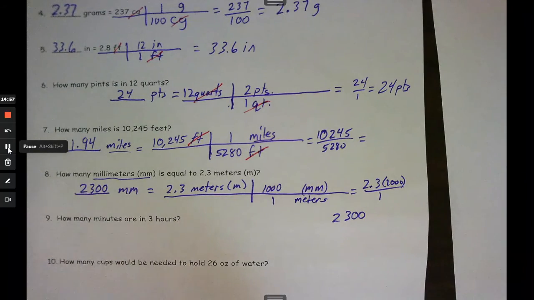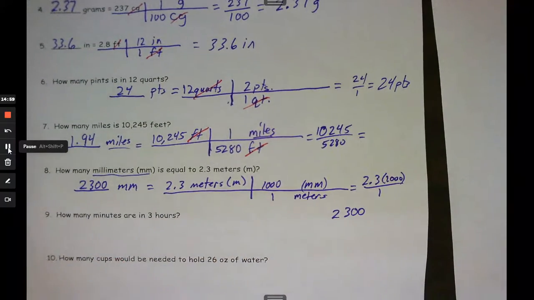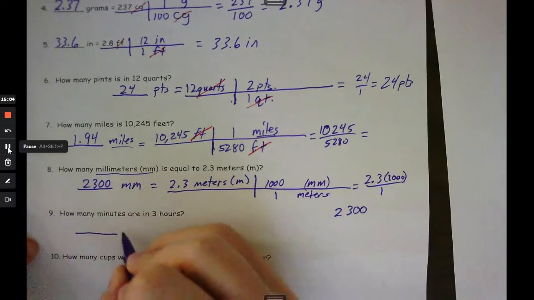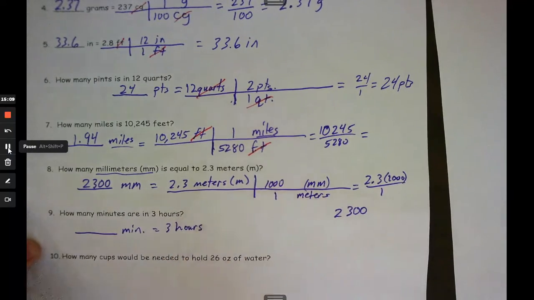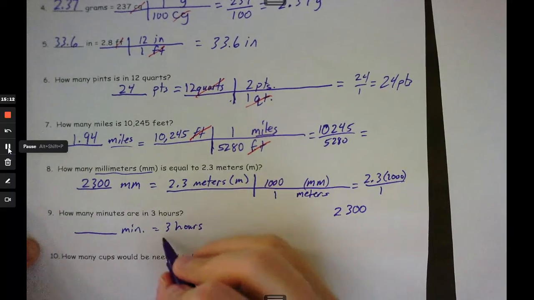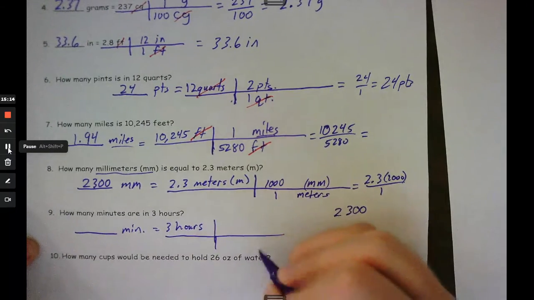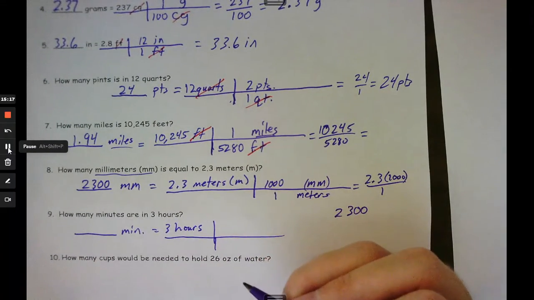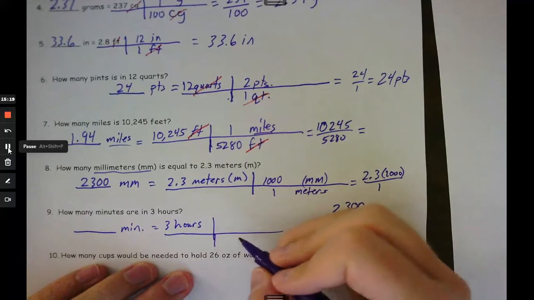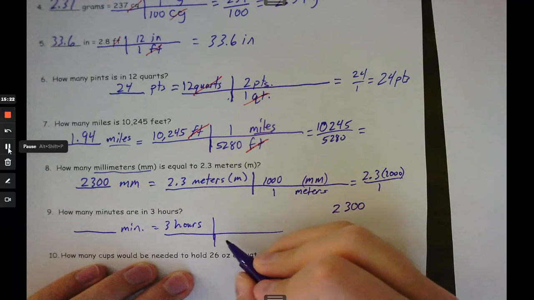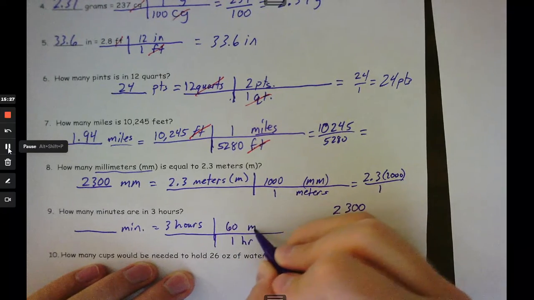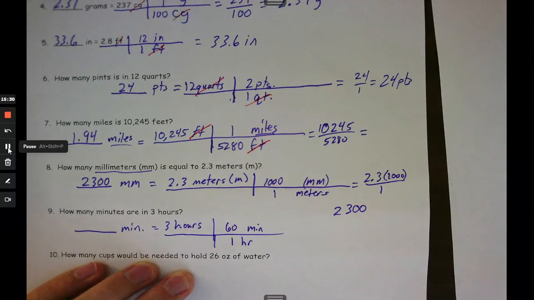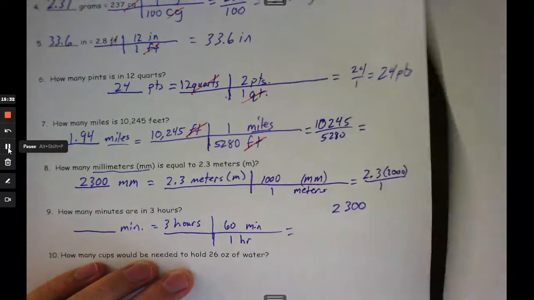Alright, so now we want to move on to number 9. How many minutes, so again, blank minutes is equal to 3 hours. Okay? And then we're going to start our conversions. And now again, hours and minutes is one that I know. So in 1 hour, there are 60 minutes, right? That's a pretty easy one that we know, or we should know. If not, you can go to that chart, as always.